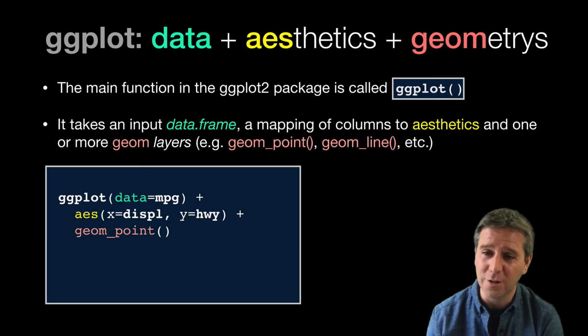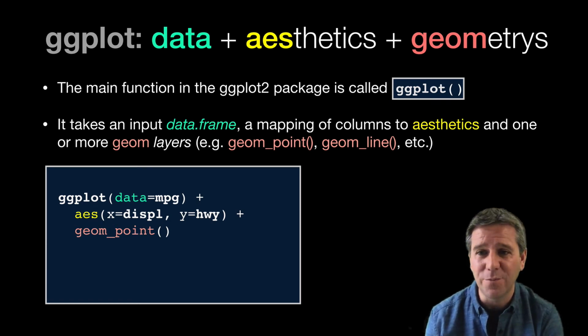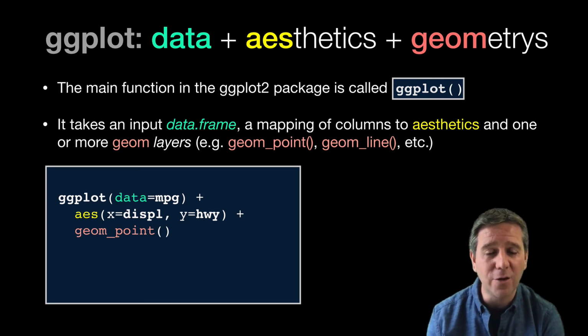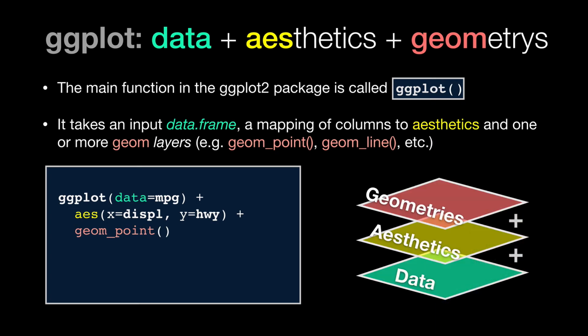So I'm using the code here, the ggplot, the data, I'm telling it is the mass per gallon, the aesthetics, I'm mapping X to Y, and then I'm adding on a third layer, this geom point layer. So it really is, in effect, like we're adding layers, okay? So here I'm showing this, we're adding layers to produce our final plot, our data, aesthetics, and our geometry.